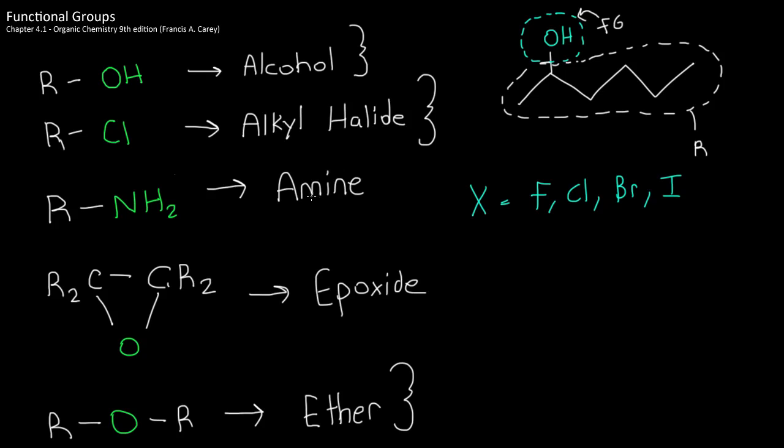Moving on, we have an amine. This is when you have an NH2 group attached, and since nitrogen likes to form only 3 bonds, we'll always have a lone pair of electrons here.